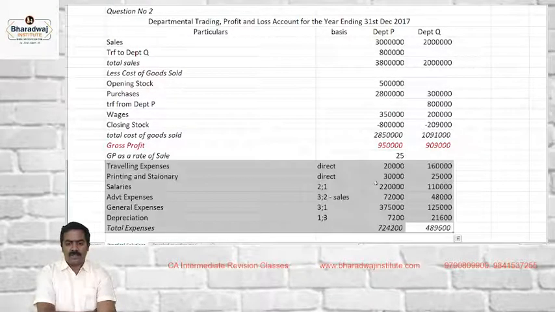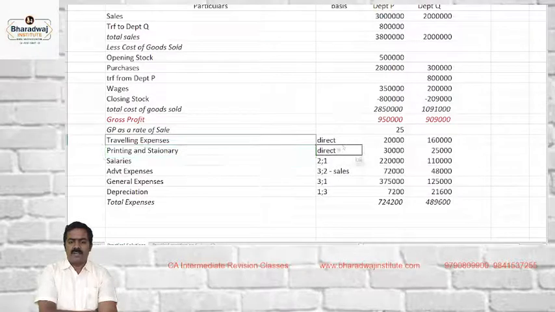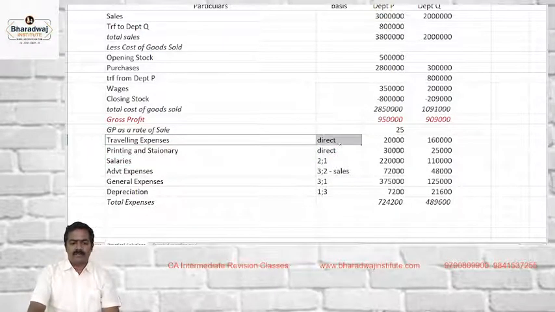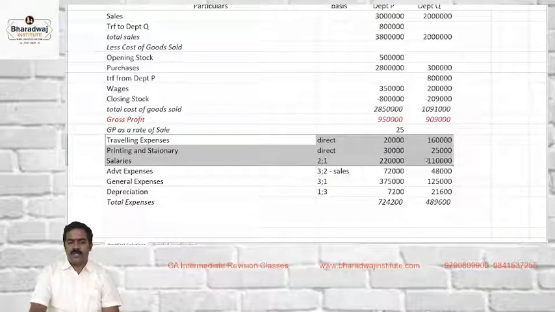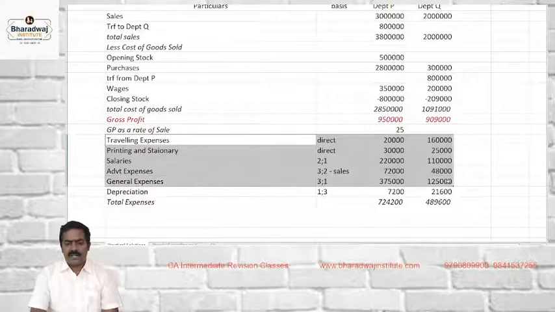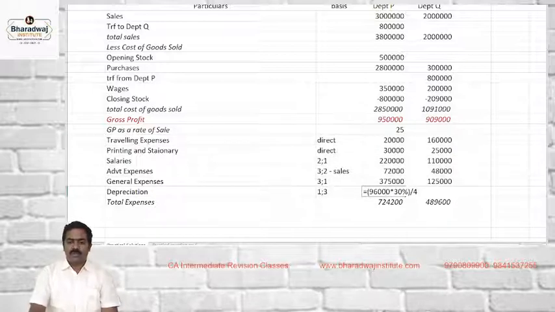Charge all the other expenses. Traveling expenses, printing and stationery are given directly. Then salaries in 2:1 ratio. Advertisement expenses in the ratio of sales. General expenses in 3:1 ratio. Depreciation they have given 1:3 ratio. Work out the total depreciation in 1:3 ratio.